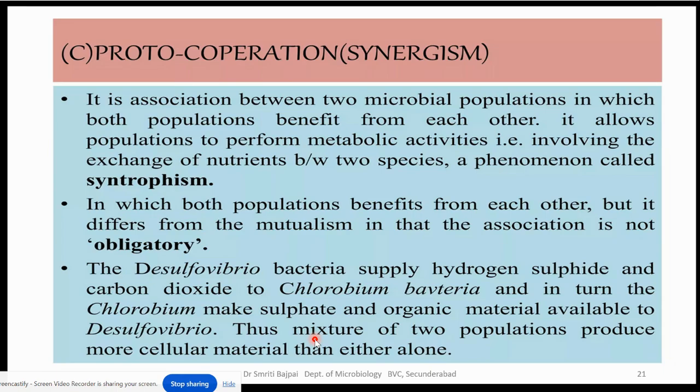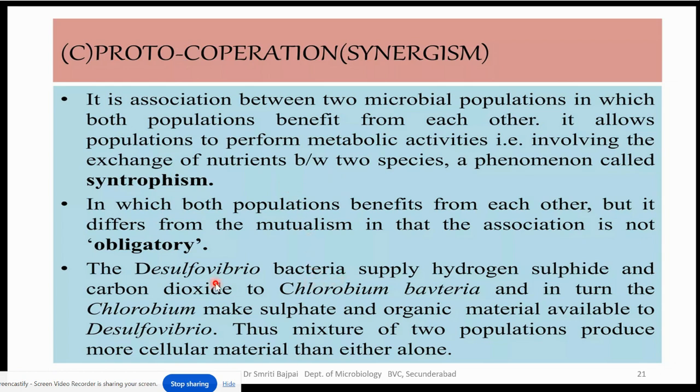Now coming to proto-cooperation or synergism. In this association between two microbial populations, both populations benefit from each other. It allows the populations to perform their metabolic activities involving the exchange of nutrients. That is why this phenomenon is also called syntropism, which means both are benefited and both allow the exchange of nutrients. So this is a very interesting type of interaction, proto-cooperation or synergism.